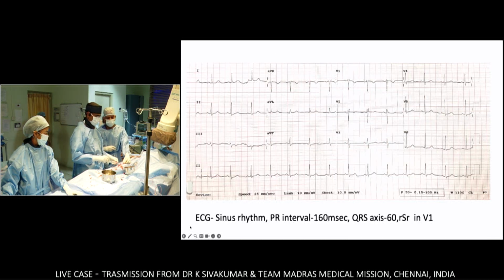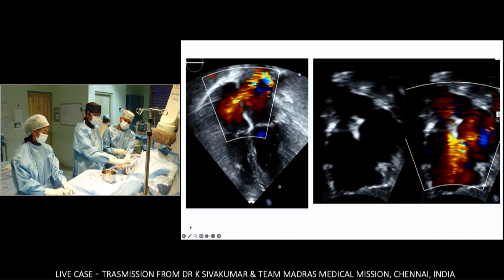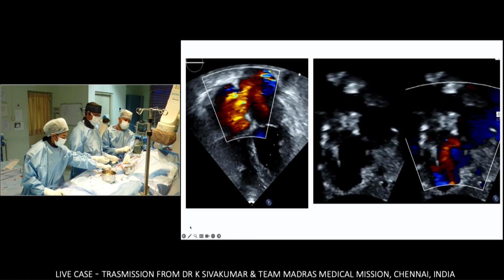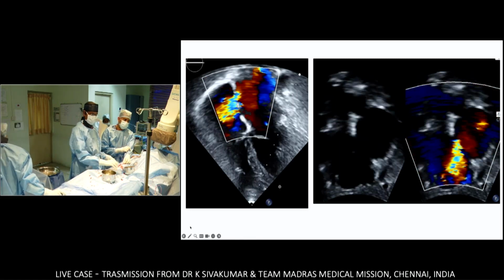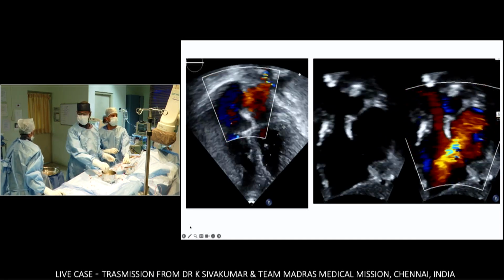Here is the ECG which shows a sinus rhythm with normal PR interval, normal QRS axis, and an RSR pattern in V1. These are the thoracic echo images, where we can see that there is RA and RV dilatation, and there is a secundum ASD.